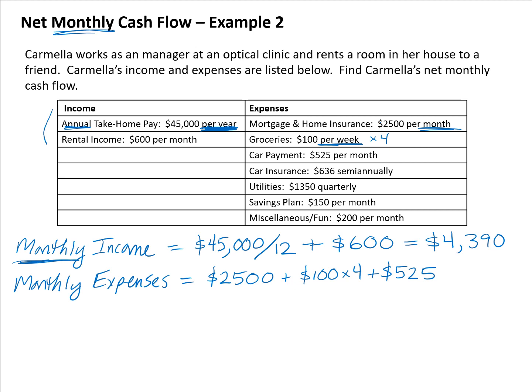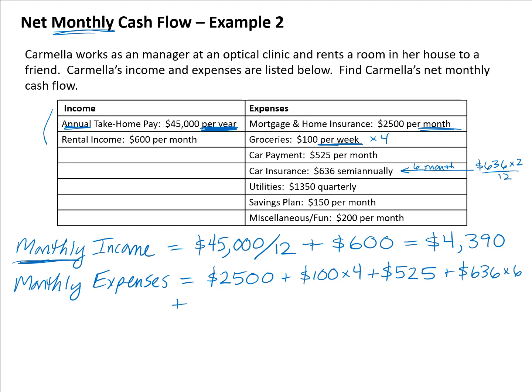Now, the next thing is car insurance. And car insurance, not always, but in many cases, is charged on a semi-annual basis. Semi-annual means twice a year. So this $636 is what we are being charged twice a year, or every 6 months. So we could do one of two things to convert this. We could take that $636 and multiply it by 2 to get to a yearly amount and then divide by 12. Or, because we know this is 6 months, we could simply divide by 6. Either way would get us there. So your choice. But we need to convert that $636 to a monthly amount.